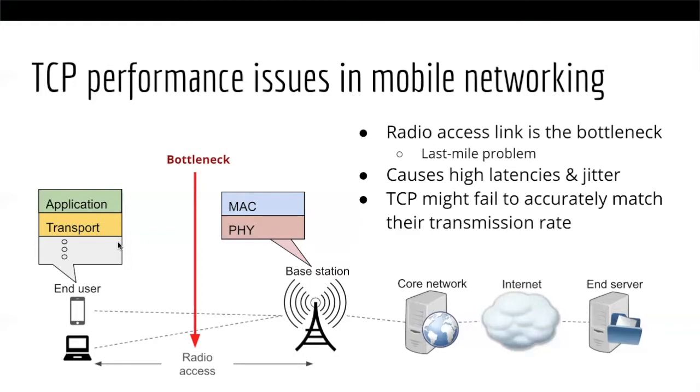TCP, on the other hand, is a transport protocol. As a quick refresher, it has mechanisms to adapt its sending and receiving rate for both ends of the communication channel. In this case, because of the issues in the wireless network or the radio access network, the TCP algorithms might fail to accurately estimate or match their transmitting rates at the end server. In other words, it mispredicts the available capacity at the wireless link, and that results in underutilization of the available capacity.